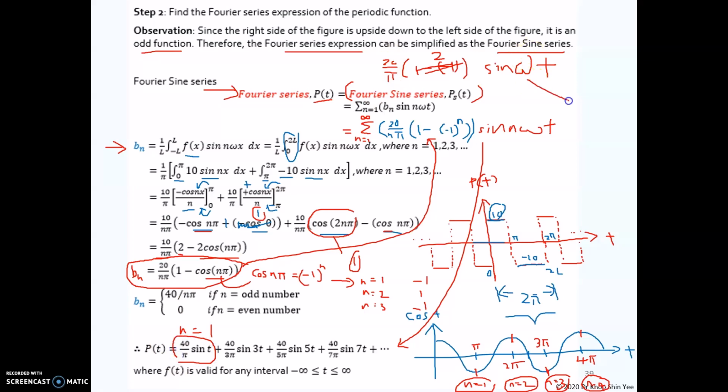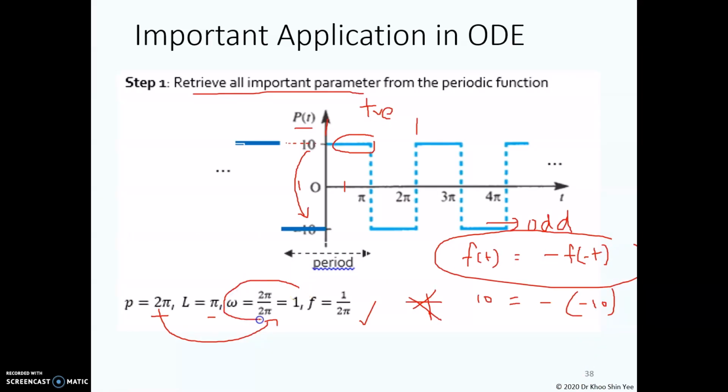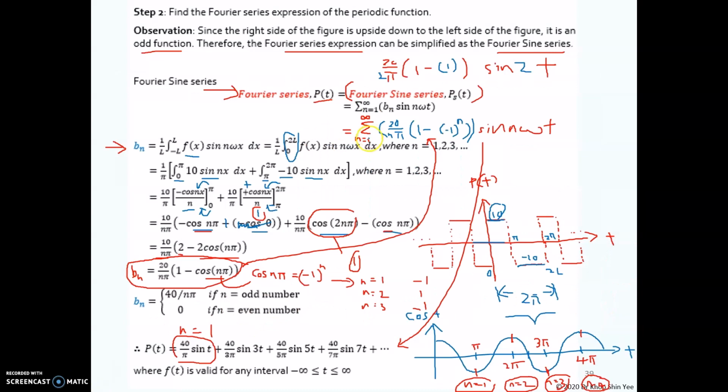So don't forget to substitute your omega. The omega is equal to 1 here. Don't forget you obtain the omega equal to 1 previously. For the next index, n equal to 2, substitute inside here, you obtain 20 divided by 2 pi multiplied with 1 minus 1 sine 2t. So 1 minus 1 here gives you 0. 0 multiply this, you obtain 0. Therefore, n equal to 2, you have nothing here.